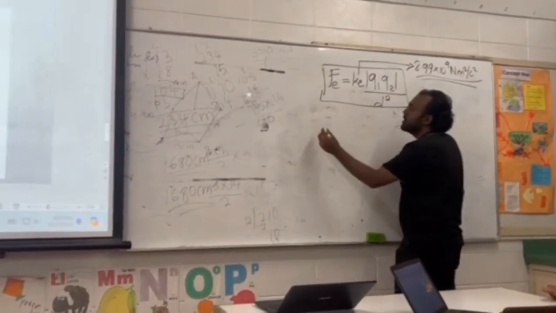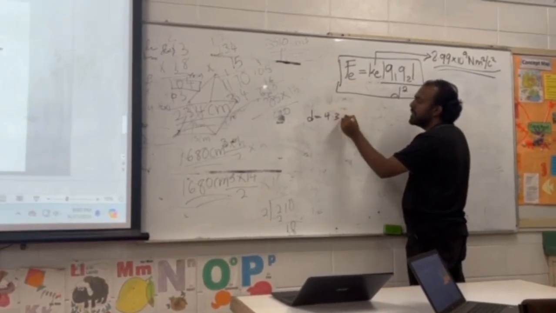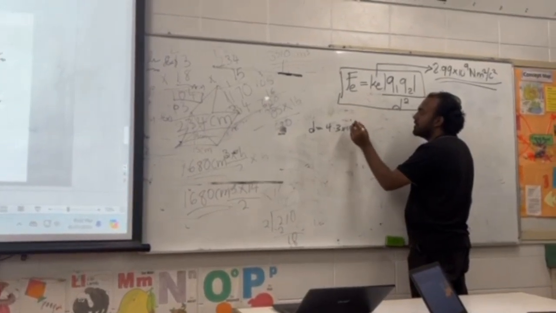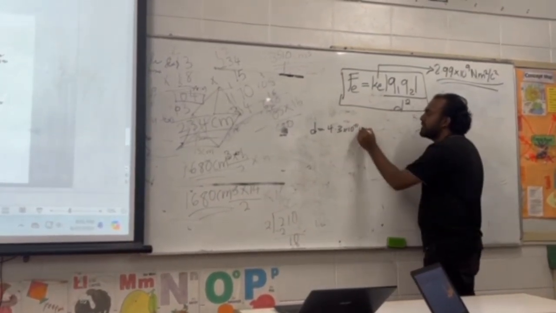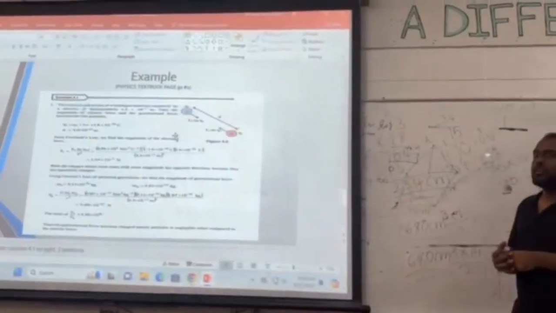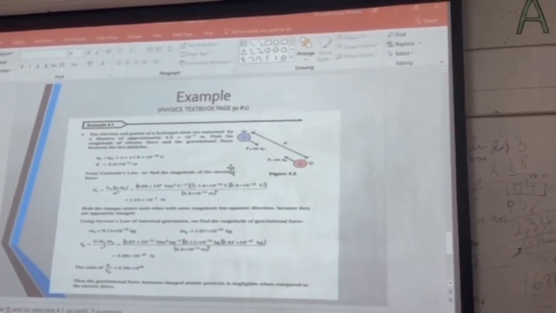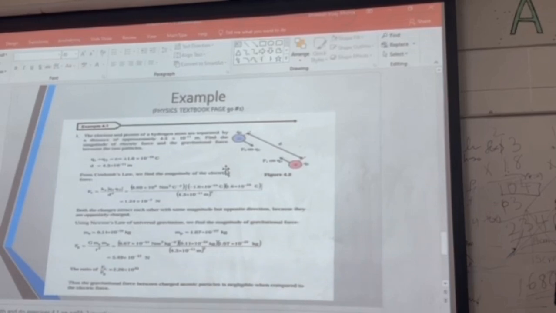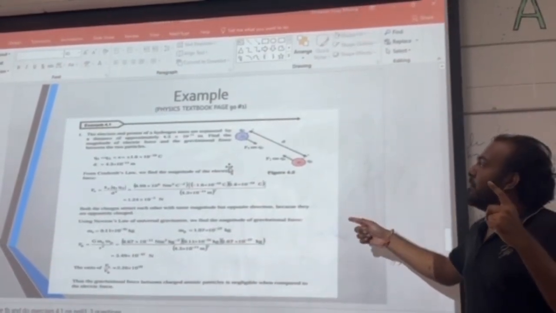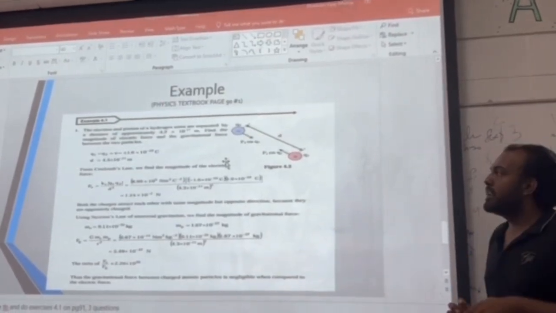So we know the distance is given as 4.3 times 10 to the power of negative 11 meters. It's in meters, so we don't have to change it. And then read on. Find the magnitude of the electric force and gravitational force between the two particles. Notice that you have to find two things: one is the magnitude of the electric force and the other is the gravitational force between the two particles.